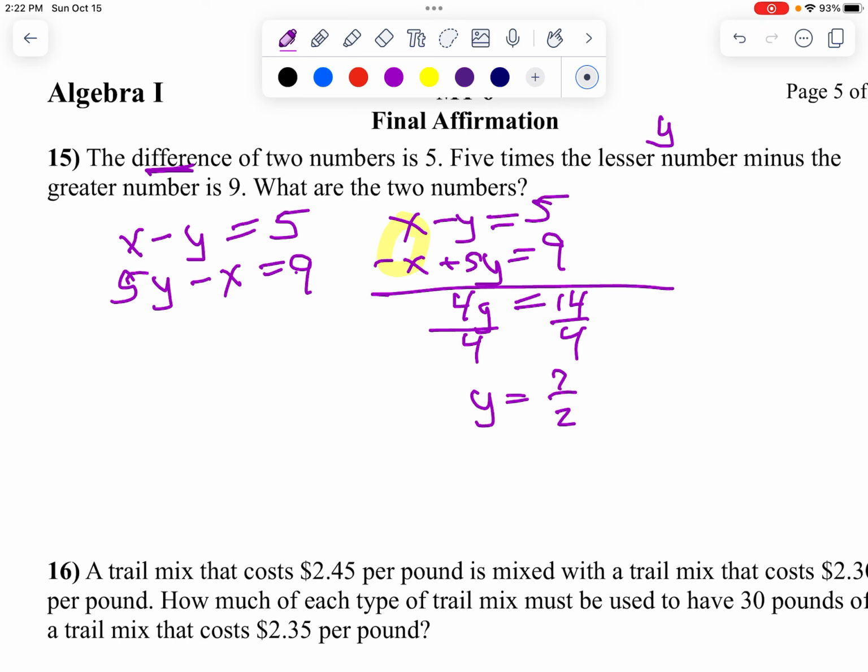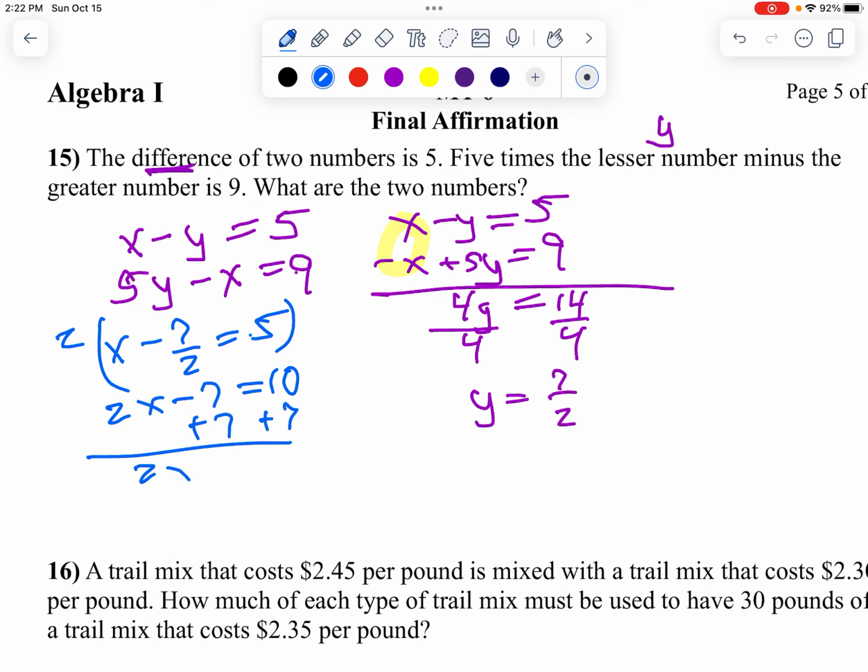Now let's do the first equation. Y is 7 halves. So I'm going to go x minus 7 halves equals 5. And I don't like fractions. I'm going to multiply everything by 2. So 2x minus 7 equals 10. I'll add 7 to both sides. 2x equals 17. Divide both sides by 2. X is 17 over 2.